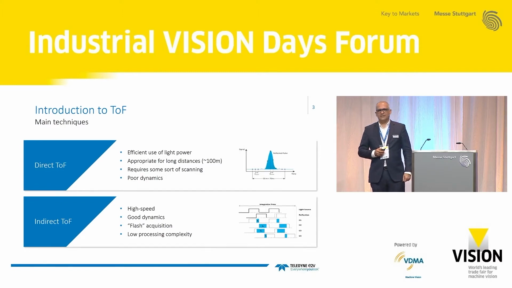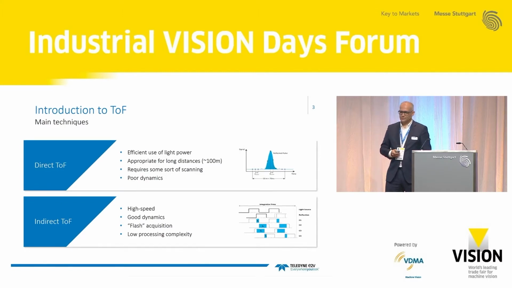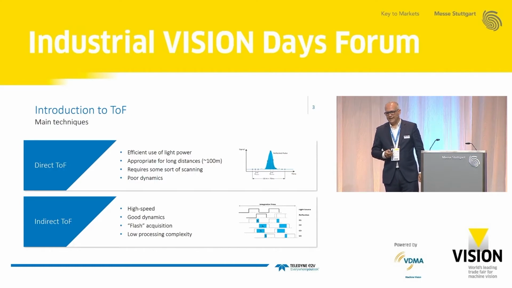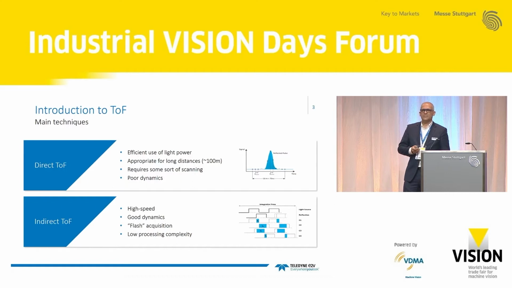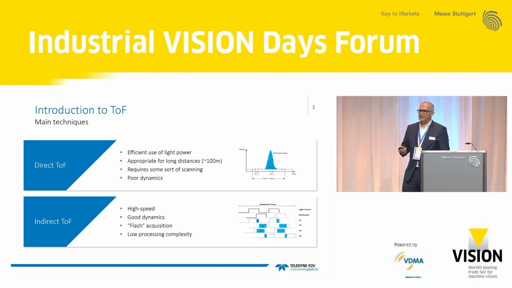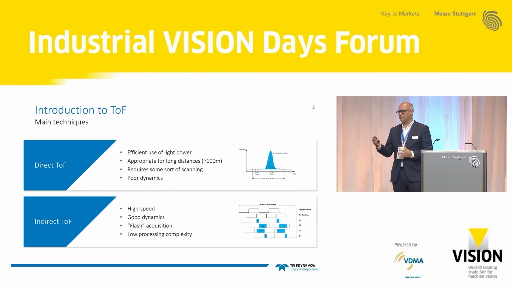Time-of-flight technologies can be categorized in two main groups: direct time-of-flight, where distance is estimated by directly measuring light travel time, and indirect time-of-flight, in which the distance is calculated based on the phase of the reflected light pulse. Both techniques have their pros and cons, but I'm focusing today on indirect time-of-flight, since in our view it's more flexible to address a variety of markets, not requiring long distances in the range of 50 to 100 meters, where direct time-of-flight performs better.